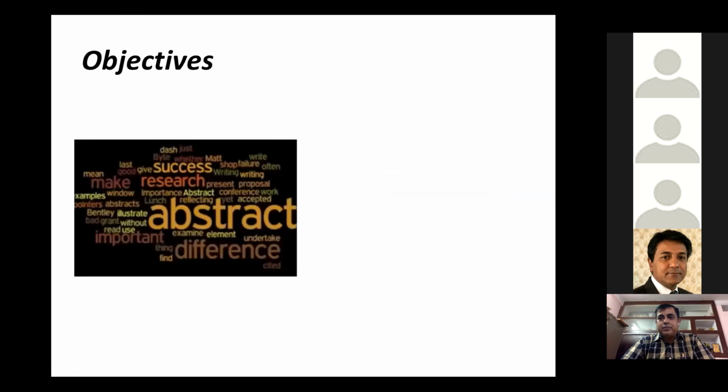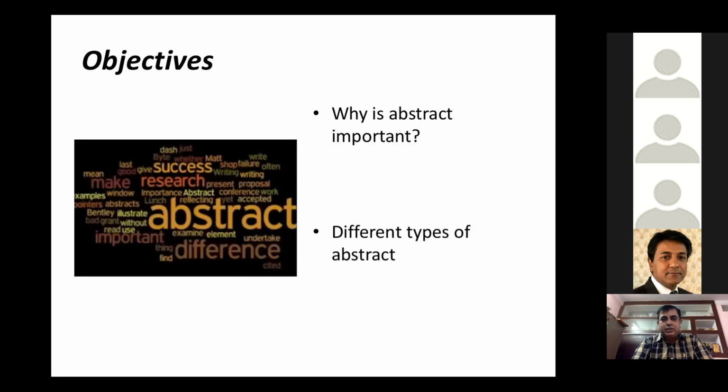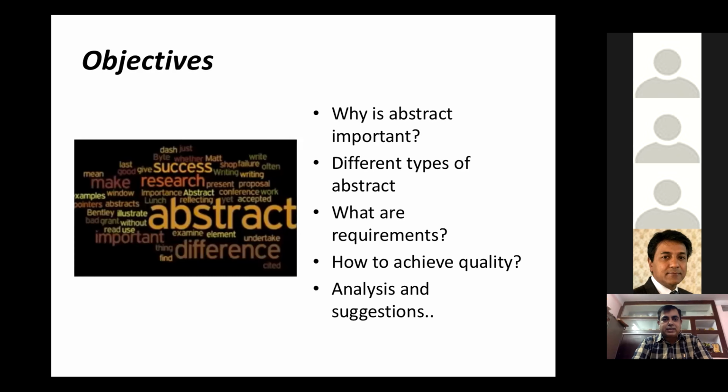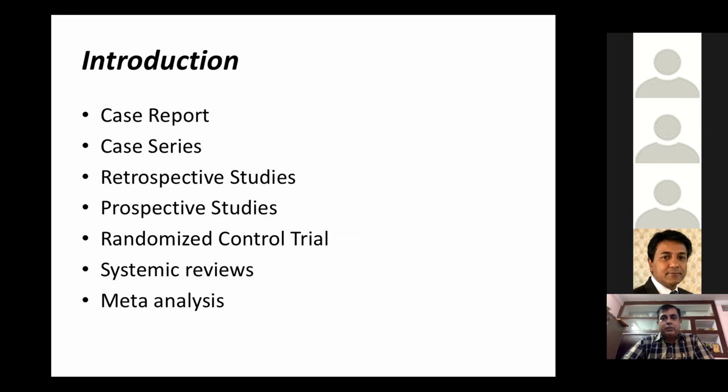Now, the learning objectives from the presentation will be: what is an abstract, why is an abstract important, different types of abstract, what are its requirements, how to achieve quality in an abstract, and analysis and suggestions. Whatever we write, whether as a busy clinician, case report and case series, retrospective studies, prospective studies, randomized controlled trial, systematic reviews, and meta-analysis, after completion of our manuscript, there is a summary, the gist of everything. That is the abstract, and that you are going to present anywhere. So the summary of your work is basically the abstract.